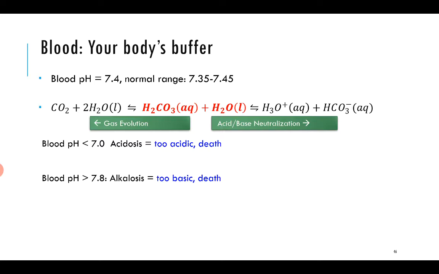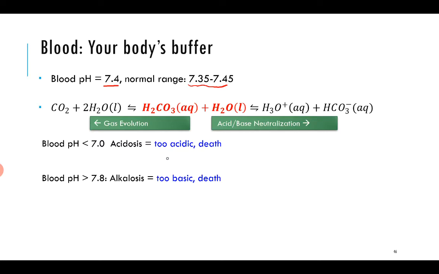Your body uses a buffer system in order to maintain a constant pH. The pH of your blood is 7.4 on average. But there is a range. It can range from anywhere between 7.35 to 7.45.